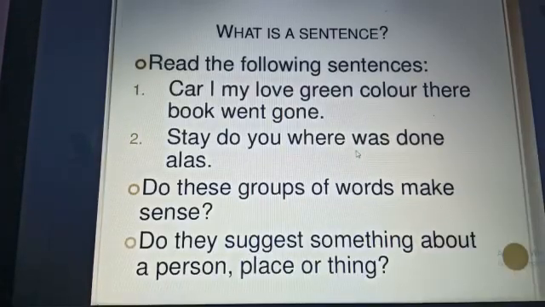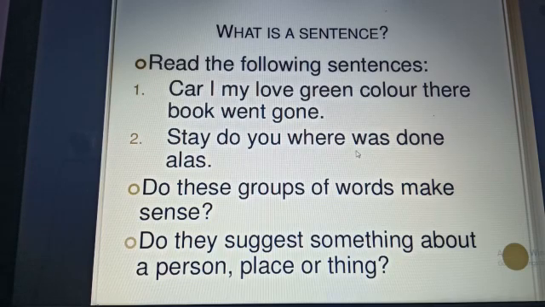Read the following sentences and tell me what you get out of them. The first sentence is: car, I, my, love, green, color, their, book, went, gone. The second sentence is: stay, do, you, where, was, done, alas. So tell me, do these groups of words make any sense? Do they suggest something about a person, place or thing? Are they giving any sort of meaningful message?